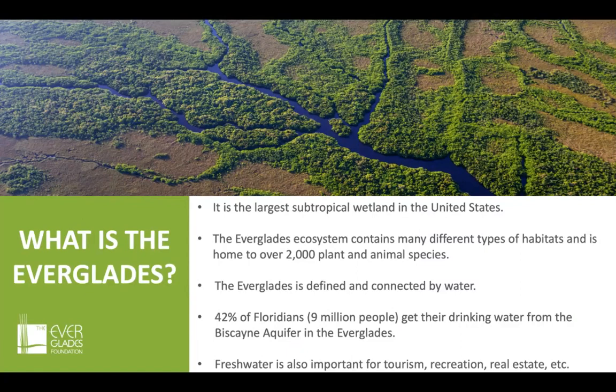The Everglades is the largest subtropical wetland in the United States. It's an incredibly diverse ecosystem with different habitats and home to over 2,000 plant or animal species. The Everglades is defined and connected by water.